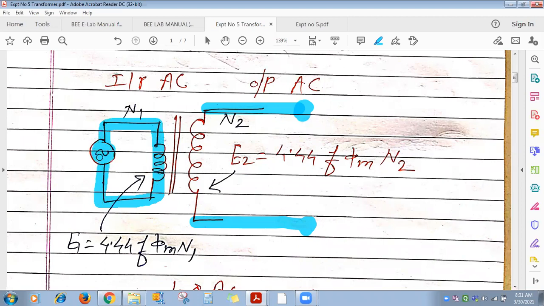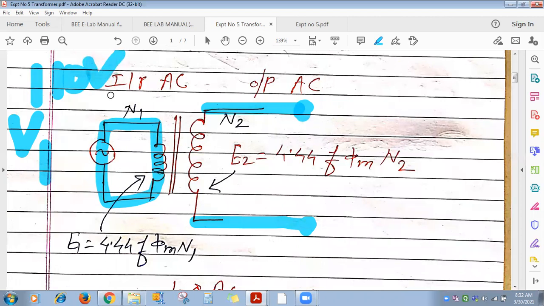Very good. Okay, so see here, first reading we are going to take at no load. No load means secondary is open. No load we are going to apply across secondary. So what we are going to do, see here, AC voltage we apply across primary, and that we are going to mark as V1. And this one, how much are we going to apply?